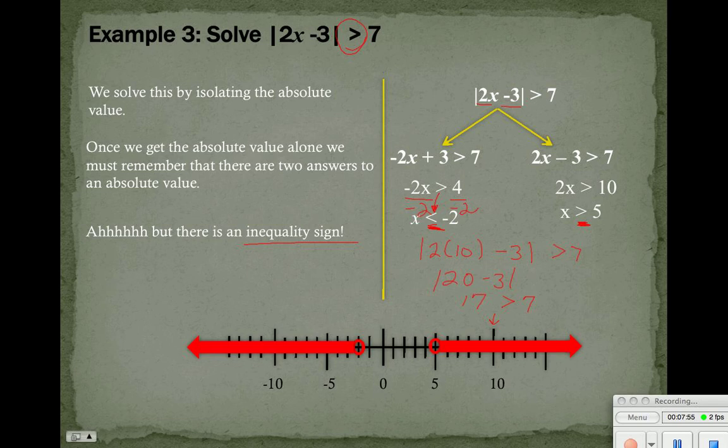Now, how would we write it? There we go, just exactly that. Our graph tells us how to write it. I'll put my squigglies in. Any number less than negative 2 or any number greater than 5 works.